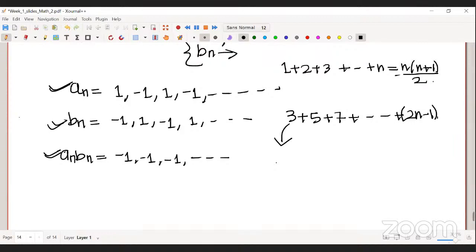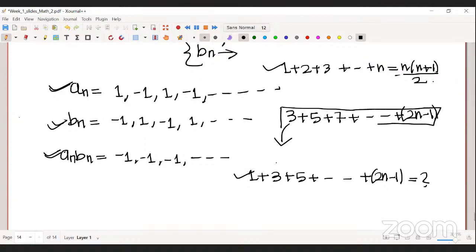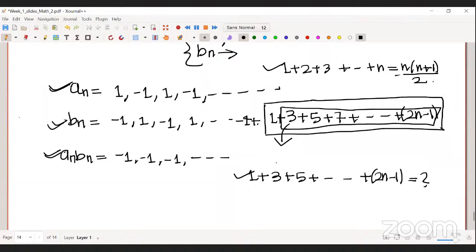Then the sum of odd natural numbers, suppose I take 1 plus 3 plus 5 up to 2n minus 1. What is this value? If you know the value of this, then you can compute the value of this. You just need to add 1 and subtract the evens, so basically you need to compute the value of the first n odd numbers.